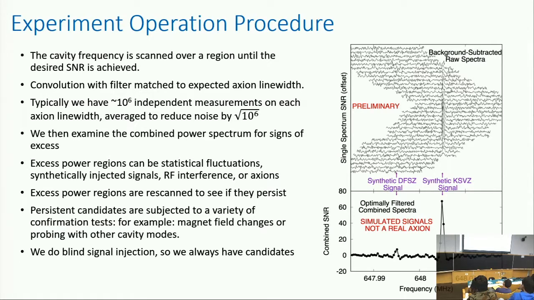So this is what you would get if you squirted in a synthetic signal for a QCD axion at the two edges of the yellow band that we've talked about. This is the low edge, the DFSZ axion, and this is the high edge, the KSVZ axion. And the real signal we're looking for is somewhere in this range, and this shows that we can detect that with about 100 seconds of integration time.